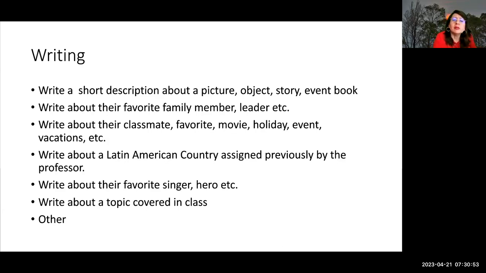Writing: a short description about a picture, and this can be 1 through 5 sentences, or for older students, it can be 5 to 10 sentences, okay? And they can describe a picture, an object, a story, an event, a book, family member, classmate, movie, holiday, etc. They can also write about a Latin American country assigned previously by the professor or teacher, write about their favorite singer, favorite hero, or write about a topic already covered in class, okay? That can be used like a summary. Other topic, of course, yes, you can add any other topic.